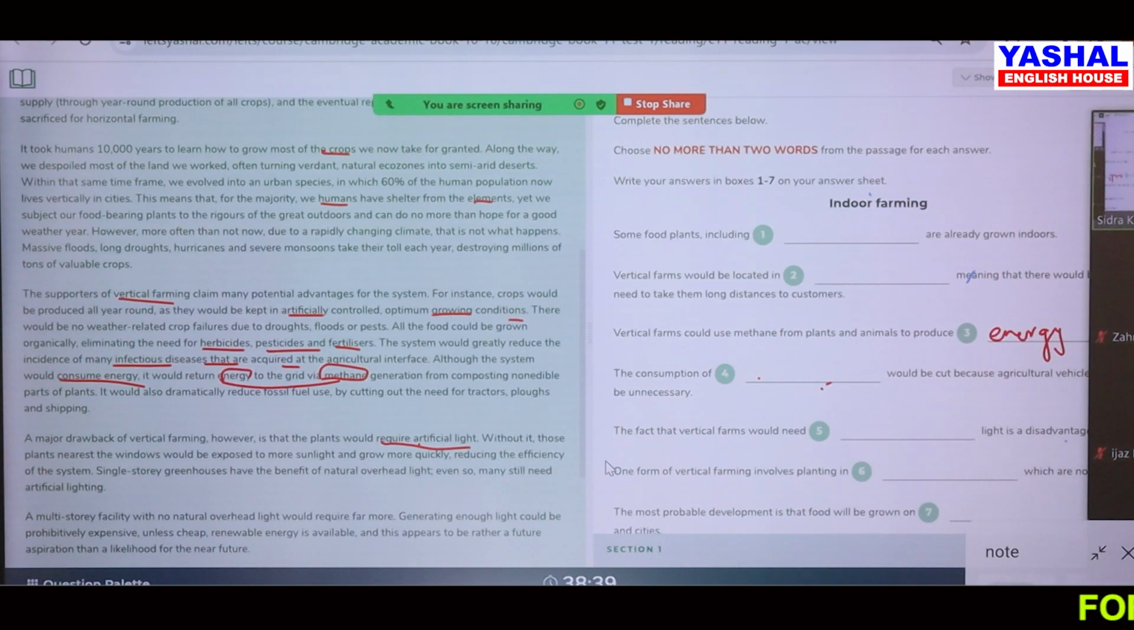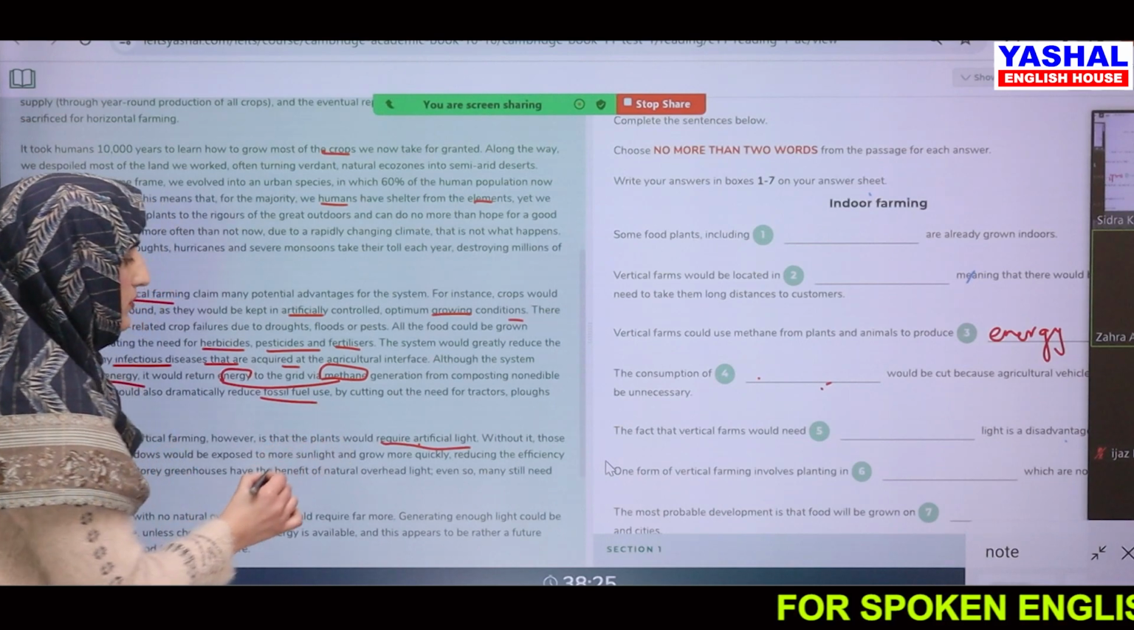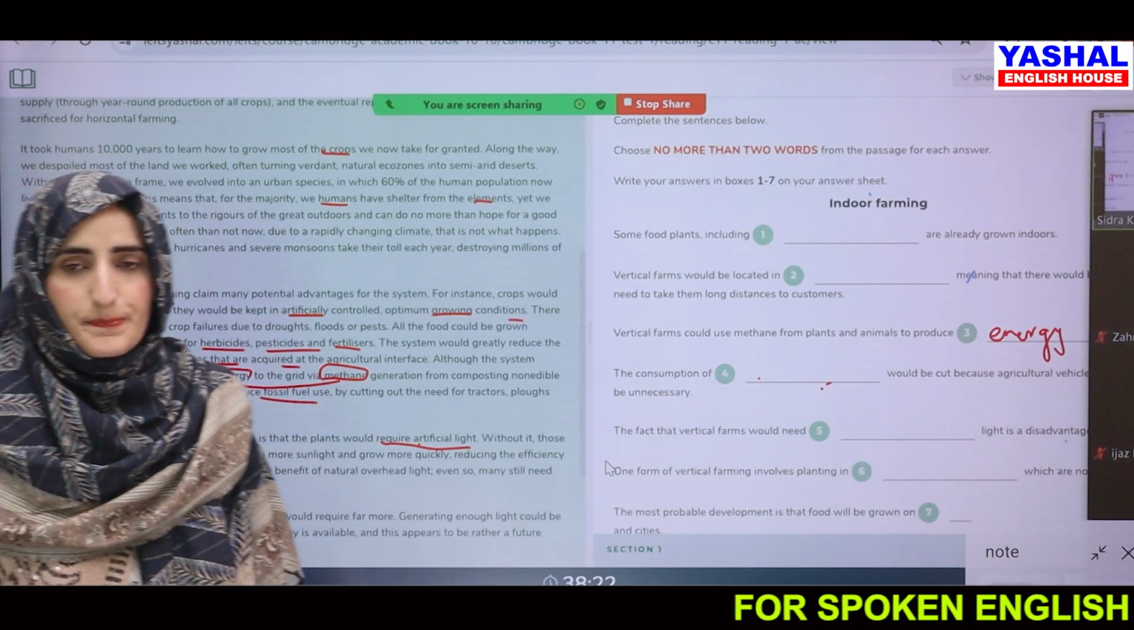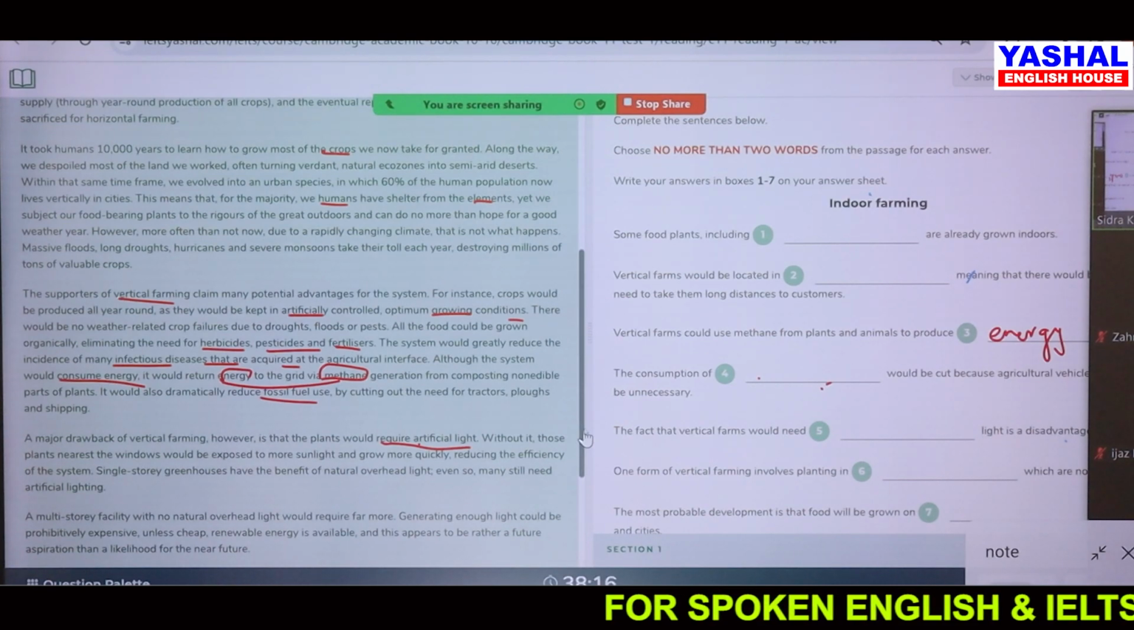Yes. Where is fossil fuels? कहाँ पे? Can you see here? In the last line. Yes, ma'am. It would also dramatically reduce fossil fuel use by taking out sectors. Reduce fossil fuels. Now I will again scroll the screen and you will be finding the next questions.